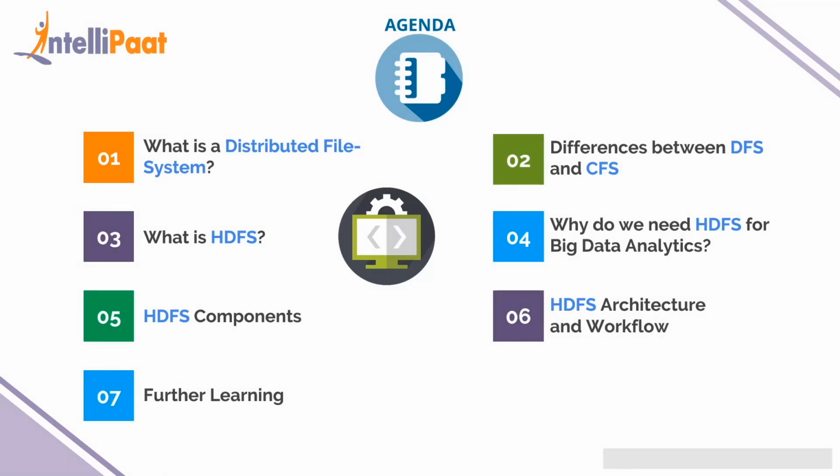So for the agenda today, firstly, we will discuss what a distributed file system is. Then we will get on to the distinctions between a distributed file system and a centralized file system, which is very important to understand in order to know the advantages of HDFS. Then we'll get on to HDFS, the Hadoop Distributed File System used in big data analytics, and we will discuss why we use it. Then some of the essential HDFS components, the HDFS architecture and workflow. So without any further ado, let us get into it.